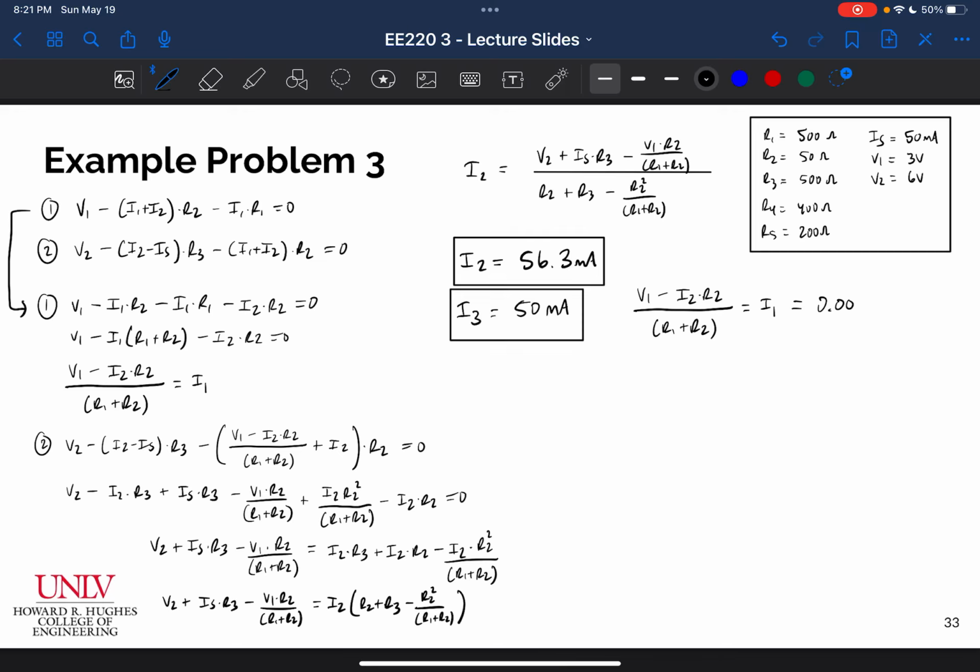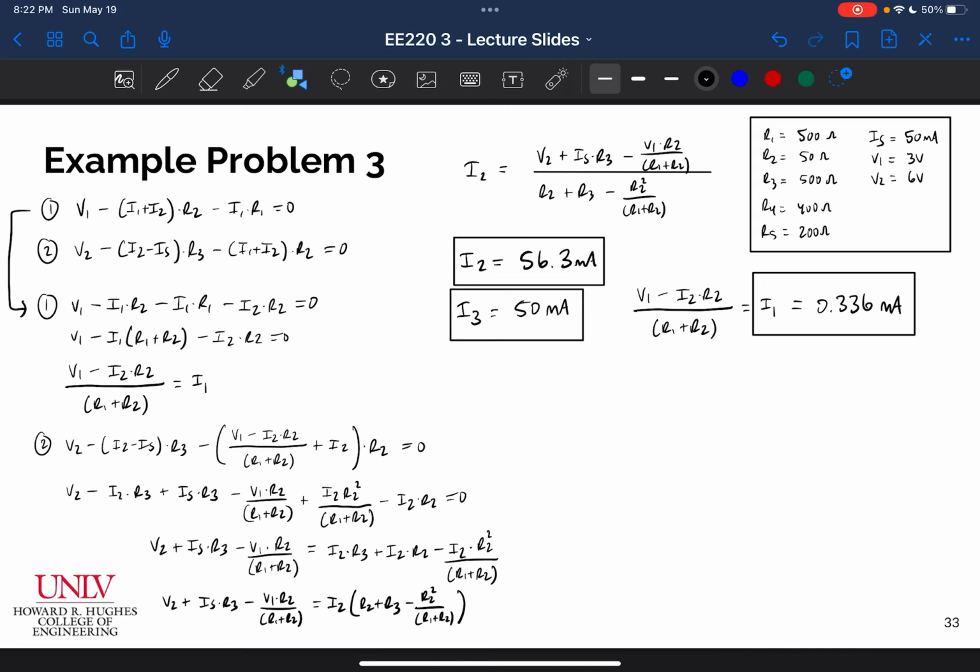I don't think this is right. Hold on. Let me see what I get here. Yeah, that's right. Okay, so 0.336 milliamps is what I get there. All right, so I'm going to take this tool and box that, and now I've got my 3 currents for this circuit. Okay, so those are my I1, I2, and I3. Those are my loop currents, basically.